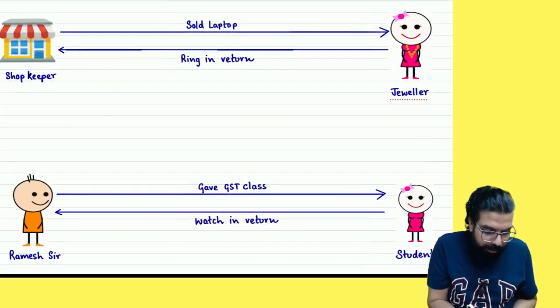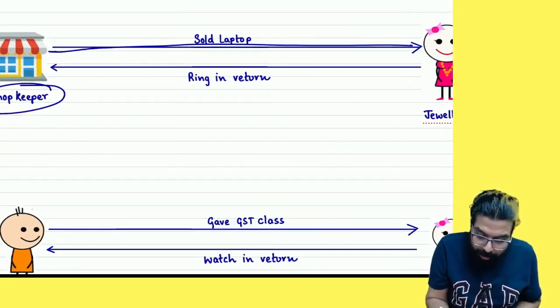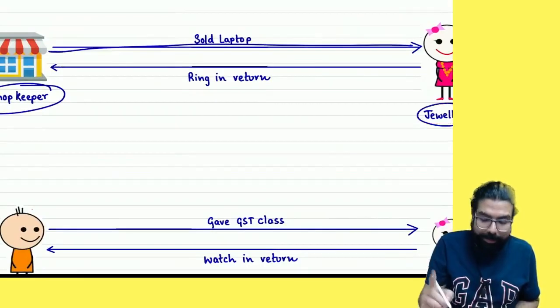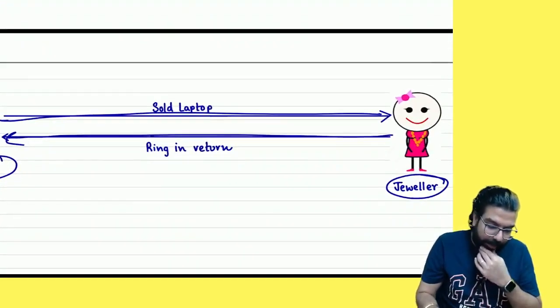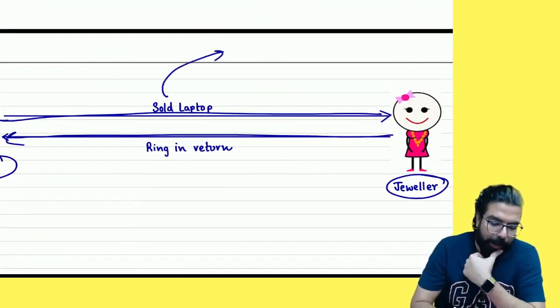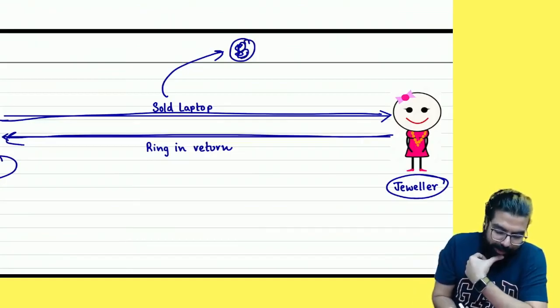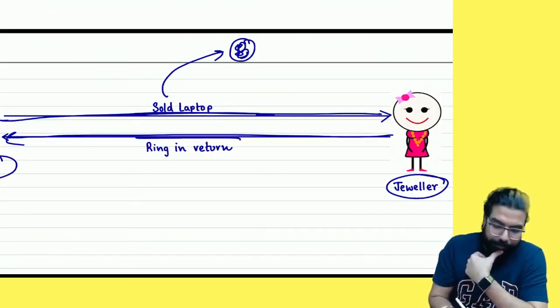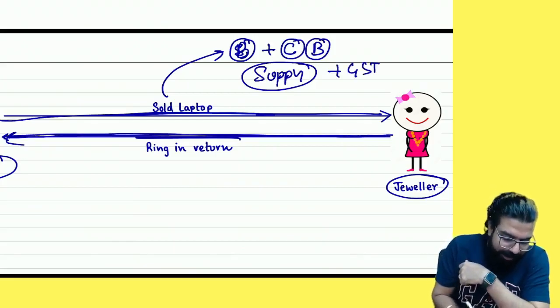Everyone here now. A shopkeeper is there. Sold a laptop. A jeweler is there. Think. The jeweler gave a ring in return. Barter. Okay. When you sell a laptop, is it a sale? No, it's a barter. You gave a laptop and took a ring. Barter for a consideration. Is it your business? Will it be a supply? Will you charge GST? It means you will collect GST and pay GST.